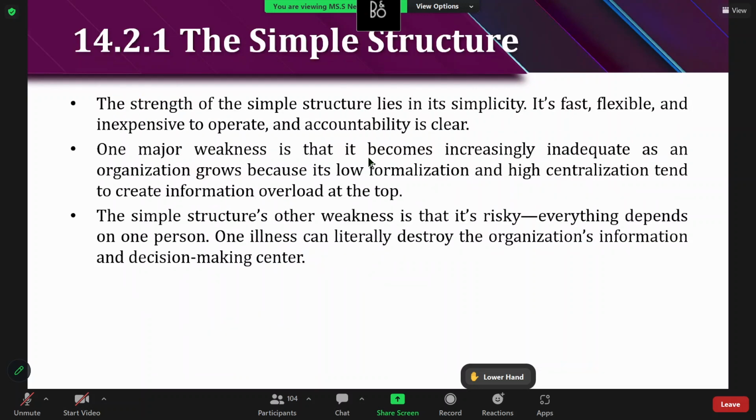So the strength of simple structure means it's really simple in nature. The simplicity is the strength, and it's really fast and flexible because the decisions are made by one individual. It's flexible because the span of control is really wide, and inexpensive to operate because the hierarchical levels are really low. Accountability is clear because one person has the entire responsibility and the entire accountability for every action. And the major disadvantage or weakness is that it becomes increasingly inadequate when the organization grows.